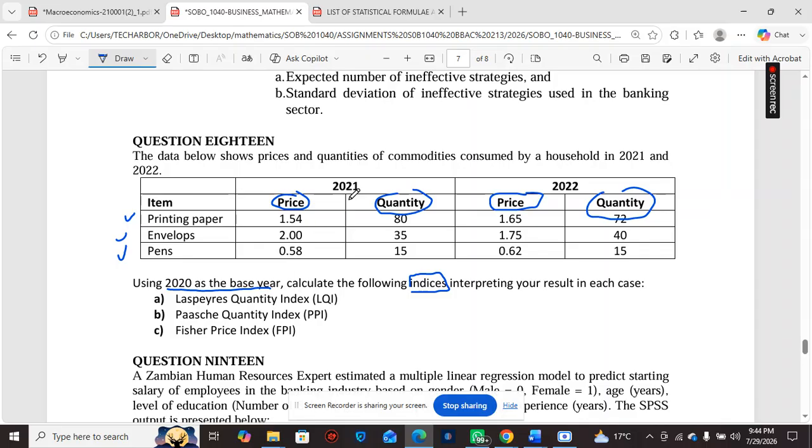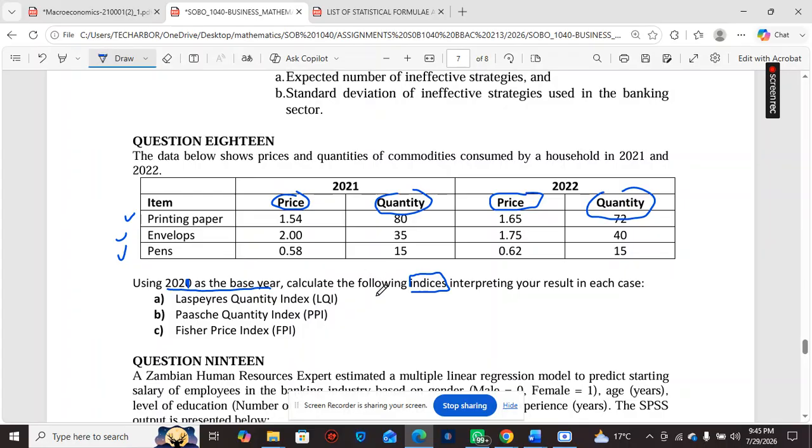So they said 2020. Now here they don't have any 2020, so it should be a typo. We use 2021. 2021 is the base year, because we don't have any prices and quantities for 2020, so we cannot use 2020. So 2021 is the base year. It's going to be the year of reference.